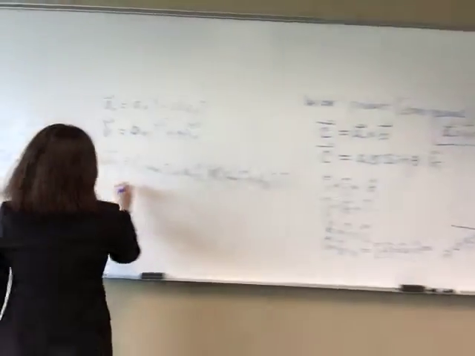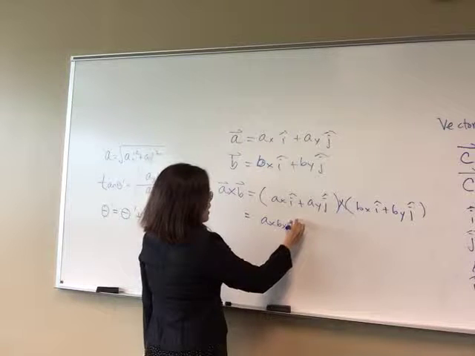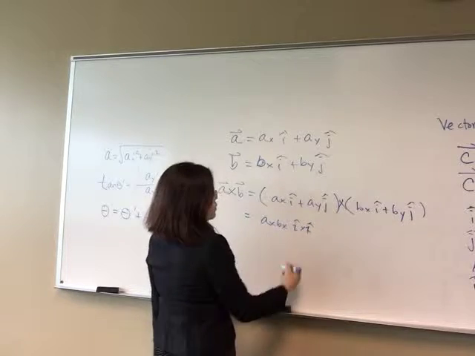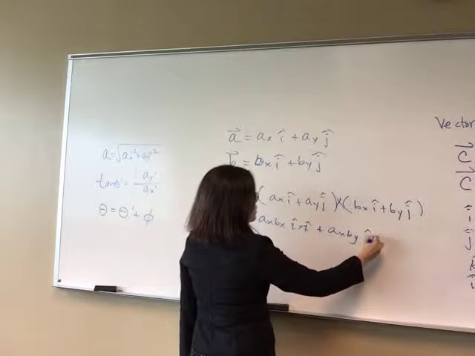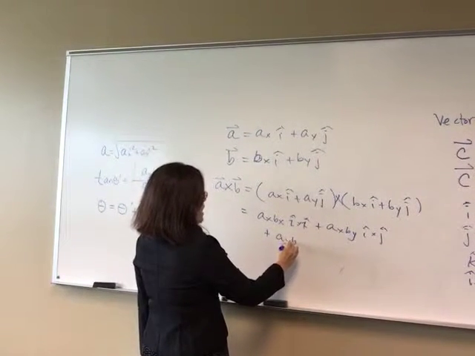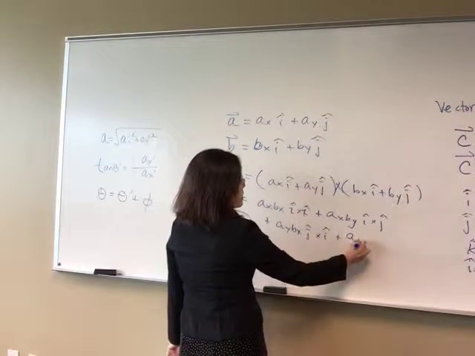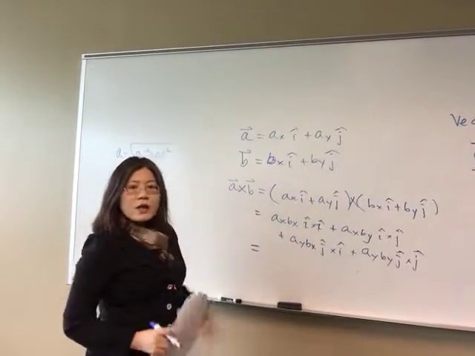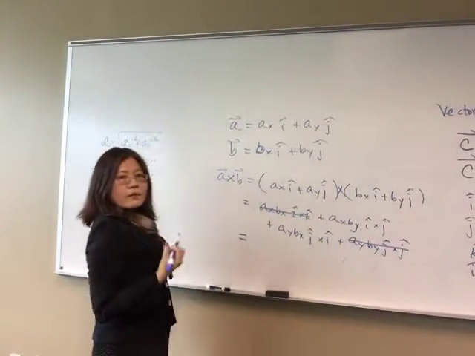So in that case, let's see. We multiply them out. You have ax bx, then you have i cross i. That's your first term. I'm going to write it out so that you have a better understanding. The second one is ax by, with i cross j. The third term is ay bx, j hat cross i hat. And the last term is ay by, j cross j. Immediately you can see that i cross i has no contribution, and j cross j has no contribution because it gives you 0.